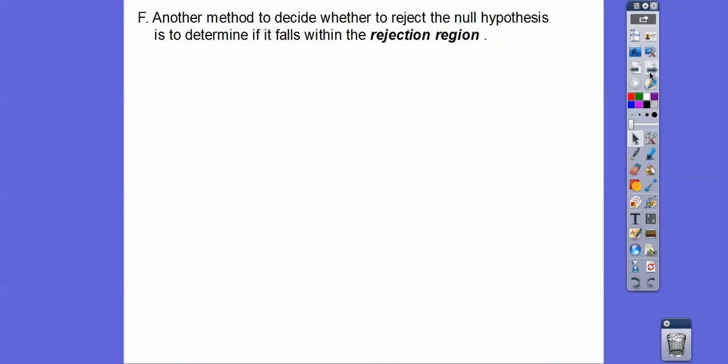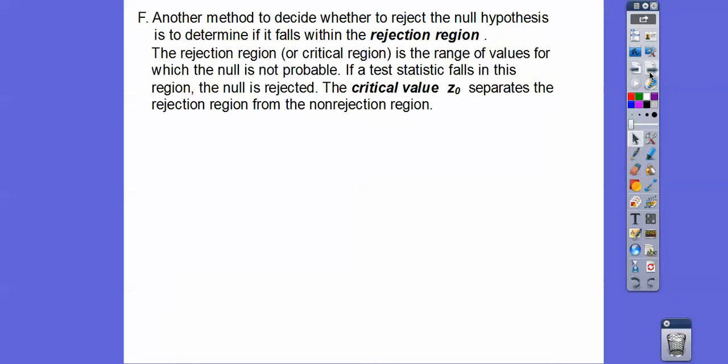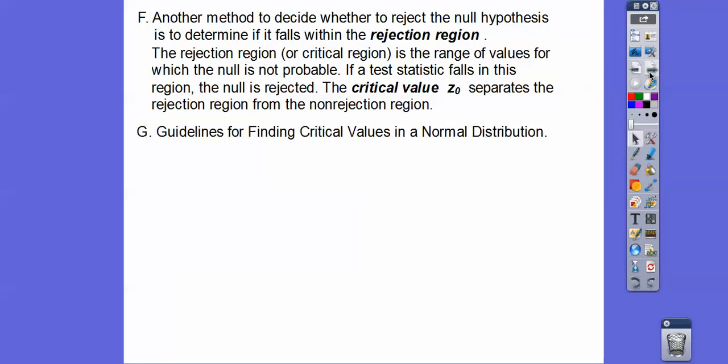So another method is to find the rejection region. Okay. So the rejection region or critical region is the range of values for which the null is not probable. So if a test statistic falls in this region, then the null is rejected. So the critical values of z separate the rejection region from the non-rejection region. So, guidelines for using the critical normal values, okay?